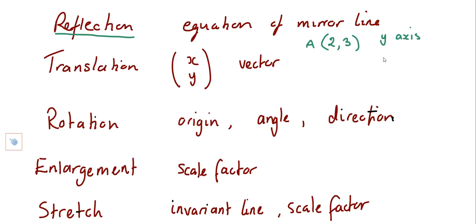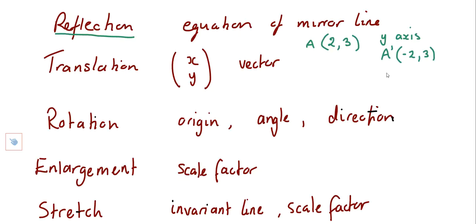(-2, 3). If I reflect in the y-axis, it would be (-2, 3). Which one's the y-axis? This one. It just flips to the other side. If I reflect in the y-axis, the y coordinate doesn't change, does it?